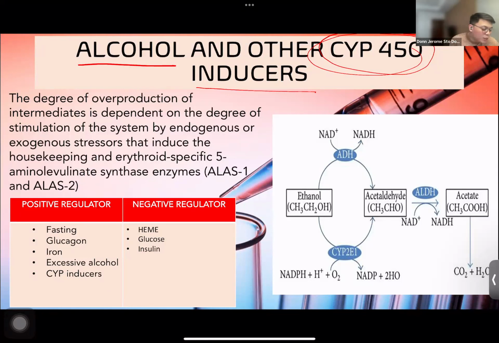Okay. So, tingnan muna natin yung passage. The degree of overproduction of the intermediates of heme synthetic pathway. Ano nga ulit yung mga intermediates? ALA, PBG, the porphyrinogens spontaneously oxidizing to porphyrins, di ba? The degree of overproduction of those intermediates is dependent on the stimulation of ALAS. Pag stimulated po ba yung ALAS, madami yung intermediates?